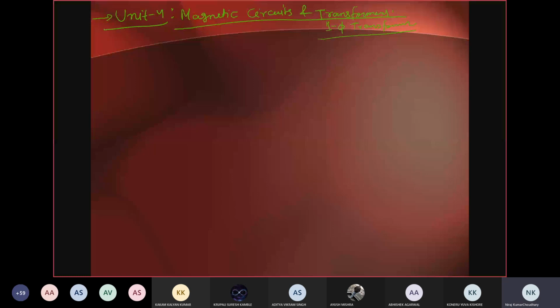So now this chapter has two parts. In the first part, that is the magnetic circuit part, we will see the basics of magnetic circuits. And then in this magnetic circuit part, we will also discuss different laws like Faraday's law of electromagnetic induction, then your right hand rule, then after that Lenz's law. So everything we will discuss.